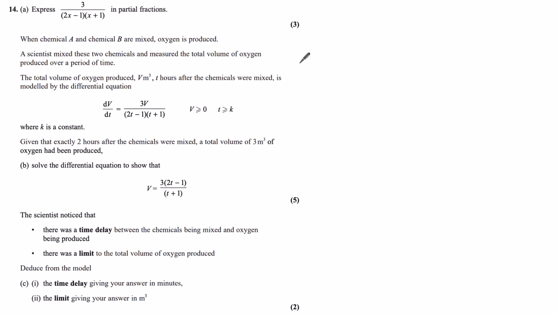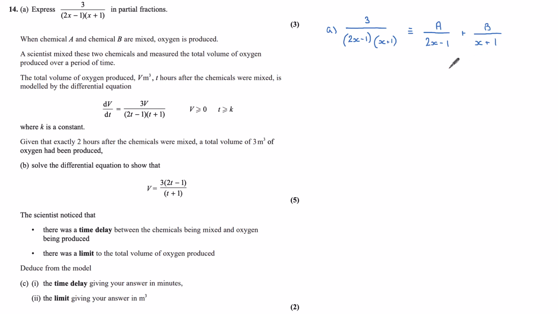Question 14. Express 3 over (2x minus 1)(x plus 1) in partial fractions. Now we have a proper fraction here where the degree of the numerator is less than the degree of the denominator, and our denominator is already split into two linear factors. So as partial fractions, we can write this as equivalent to A over 2x minus 1 plus B over x plus 1.